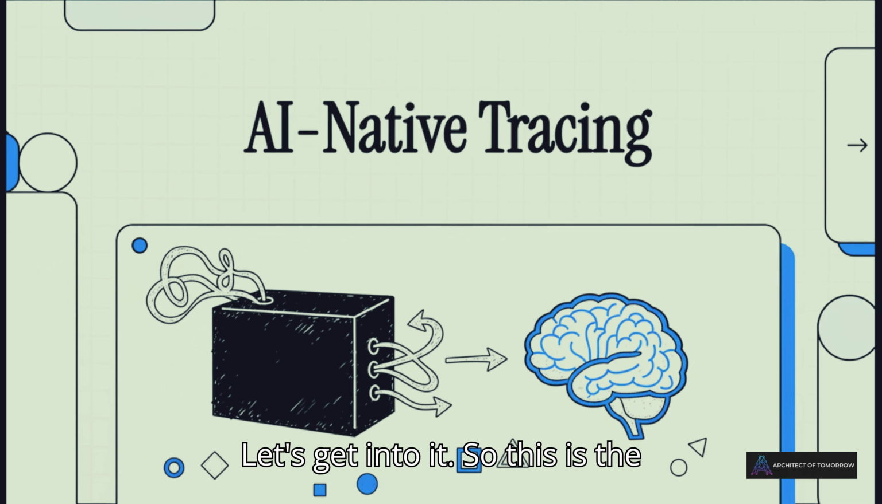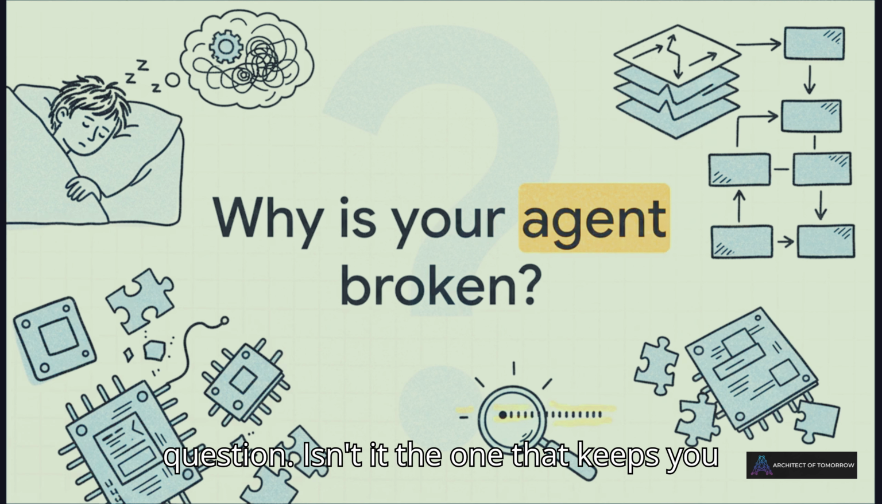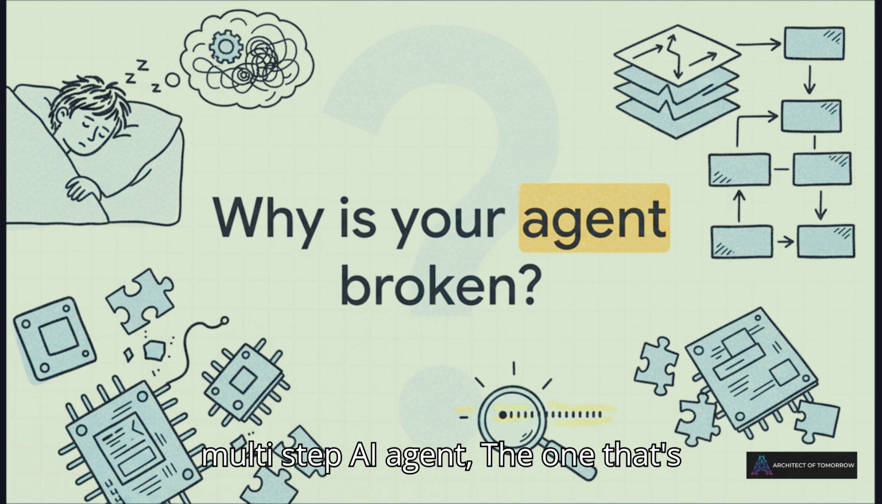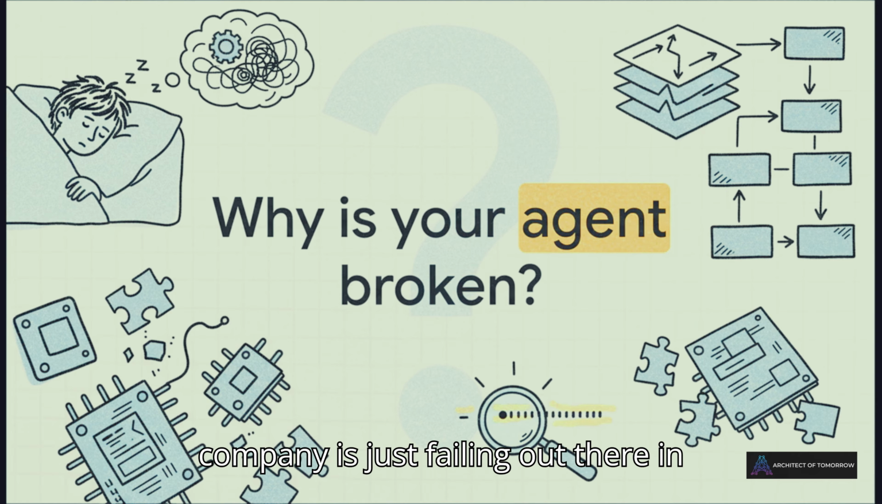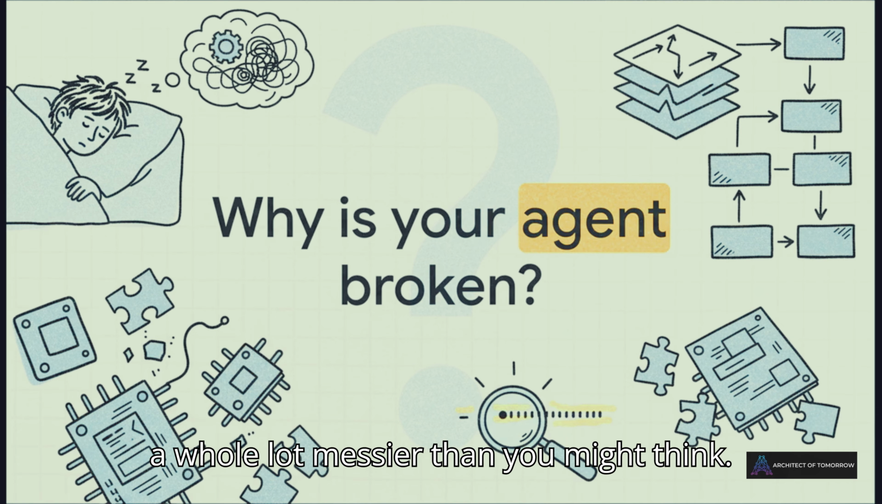Let's get into it. So this is the question, isn't it? The one that keeps you up at night. Your super sophisticated multi-step AI agent, the one that's supposed to be changing the game for your company, is just failing. Out there, in production. But why? Well, the answer is a whole lot messier than you might think.